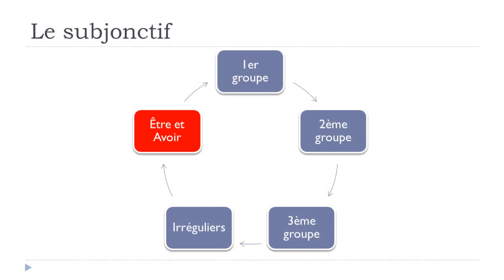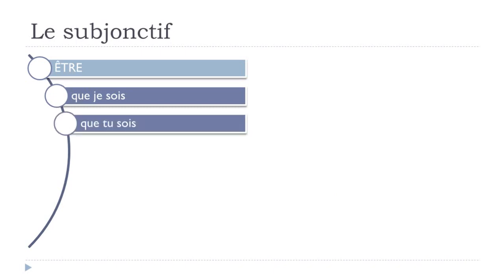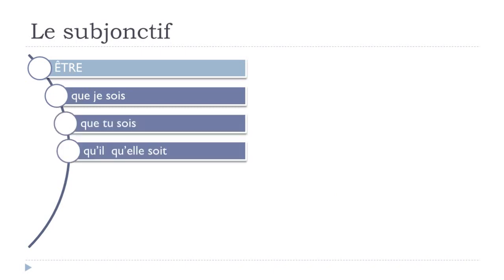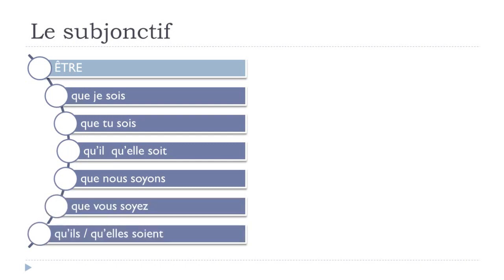And of course, we'll finish with être and avoir because they are usually quite tricky. Être, so to be, will give you at the subjonctif que je sois, que tu sois, qu'il soit, qu'elle soit, que nous soyons, que vous soyez, qu'il soit, qu'elle soit. Okay, so as usual, good news is that soit, and then soit here. You write them differently, but then you pronounce them the same way. Okay, and then soyons here for nous, soyez for vous.